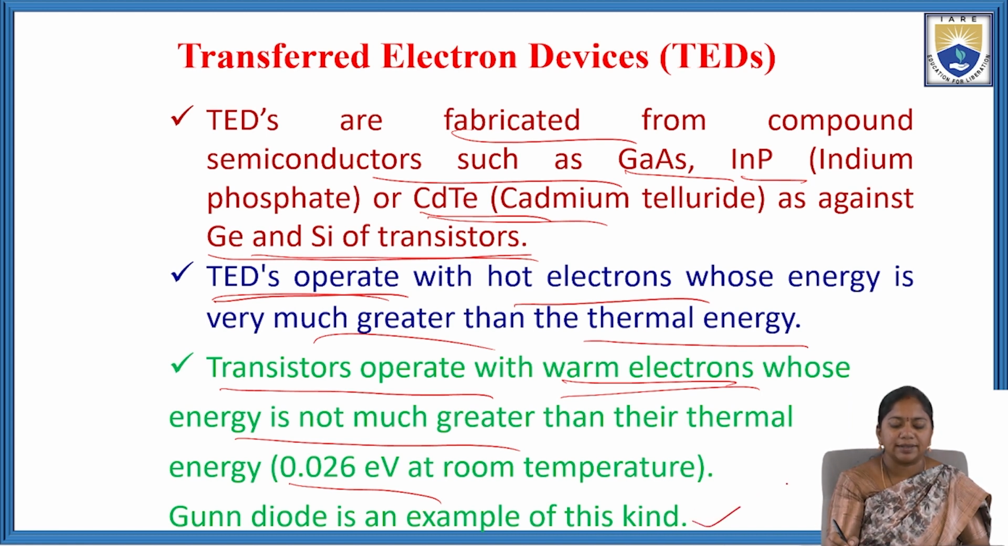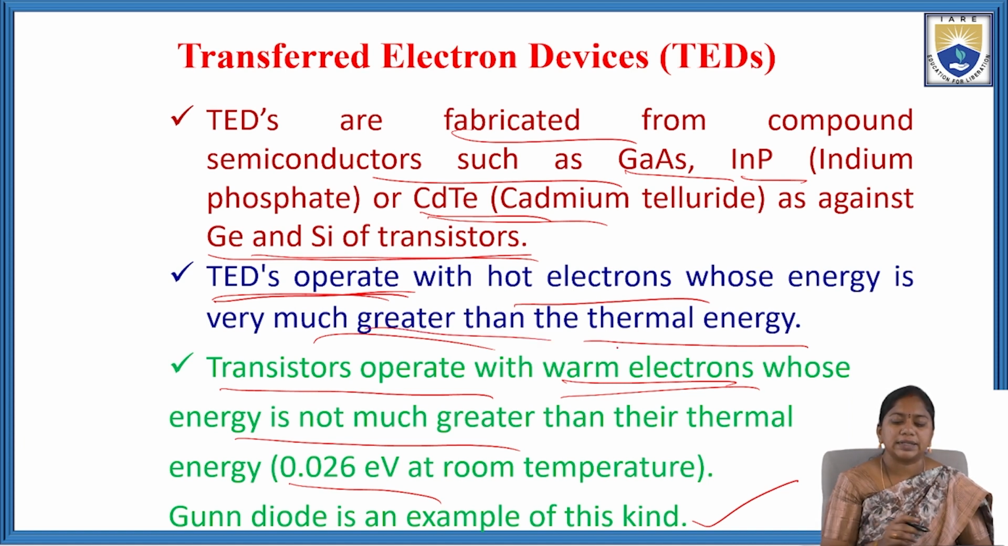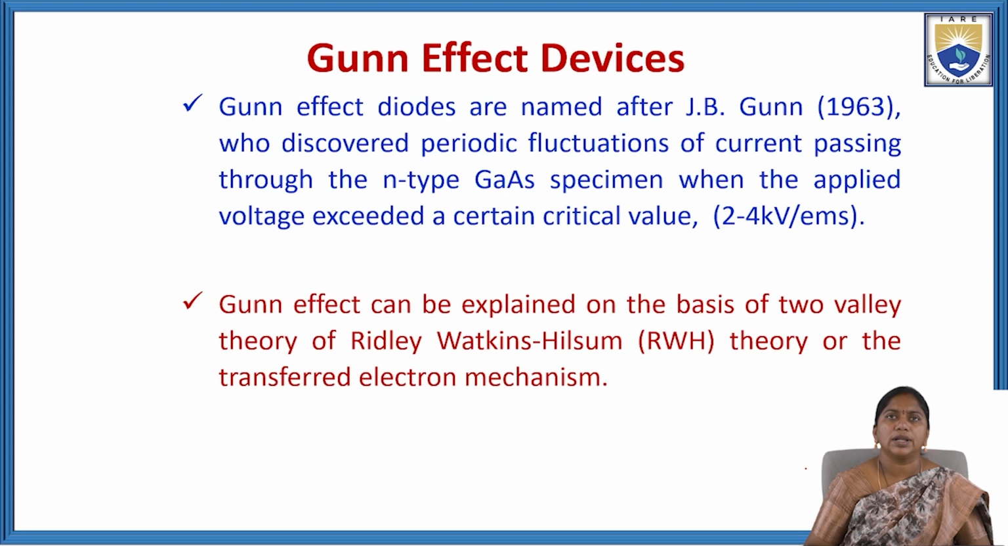Gunn diode is an example of the transferred electronic devices. Transferred electronic devices are fabricated with compound semiconductors such as gallium arsenide, indium phosphide, and cadmium telluride, as against the germanium and silicon of transistors. They operate with hot electrons, whereas transistors operate with warm electrons whose energy is not much greater than the thermal energy, that is 0.026 electron volts at room temperature.